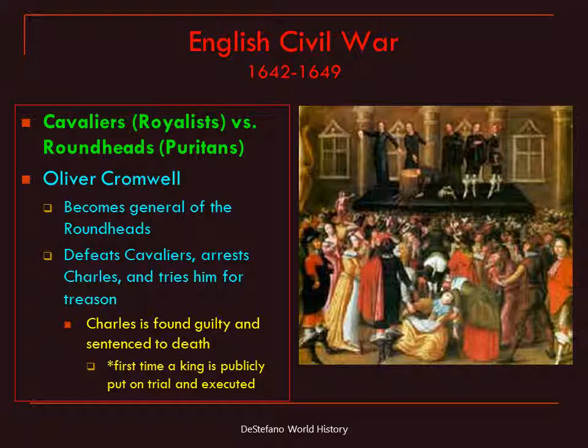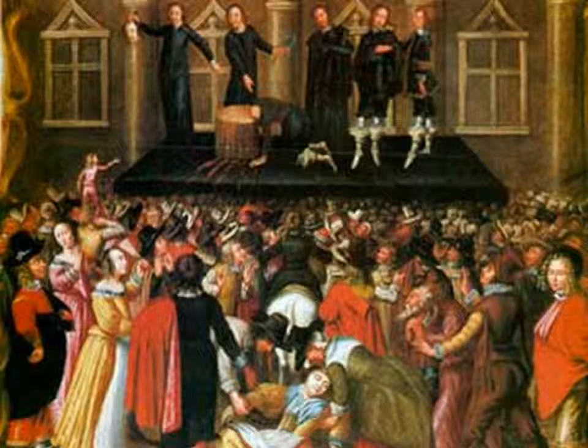Well, we're going to look at that a little more at the end of this presentation, but King Charles was essentially put on trial for treason. He refused to defend himself, and he was convicted and executed. This was the first time a monarch was executed publicly, and it shocked a lot of people. And it seemed like a very extreme measure.